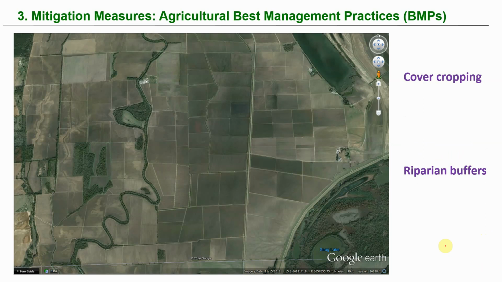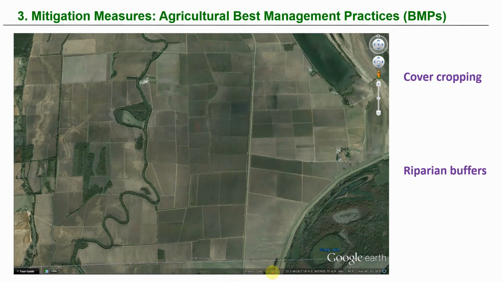When we look at agriculture, some of the mitigation measures we use are agricultural best management practices, or BMPs. Some of these are things like cover cropping or riparian buffers. One of the things that's been really important to reduce the impact of agricultural pollution on water sources in the US has been the production of riparian buffers.